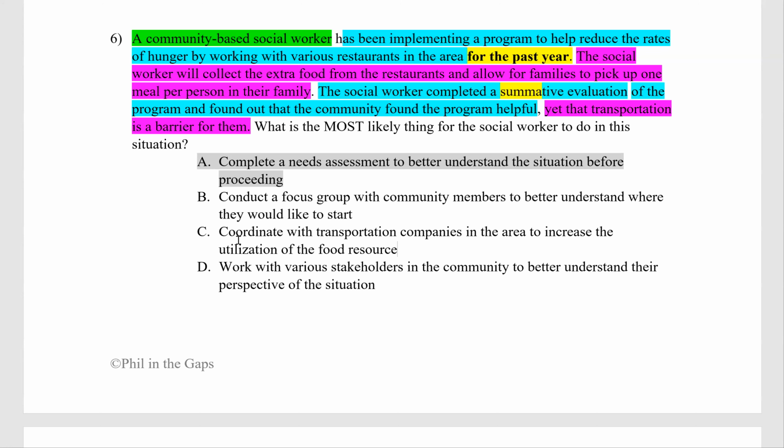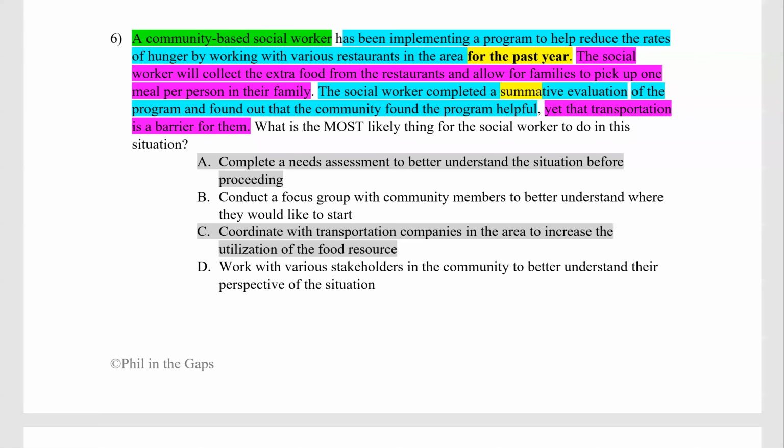We're also going to rule out C. Why? Because it's way too fast. Why? Because we didn't directly interact with the community at all. We did a summative evaluation. They said it was helpful. Transportation's a barrier, but we don't know what they mean in any way, shape, or form. So we're just jumping to conclusions and saying, this is the best intervention for you guys. I'm going to do whatever I feel is best for you. And in community work, we need to focus directly on what the community needs with and for their situation and not walk in and tell them exactly what they need.